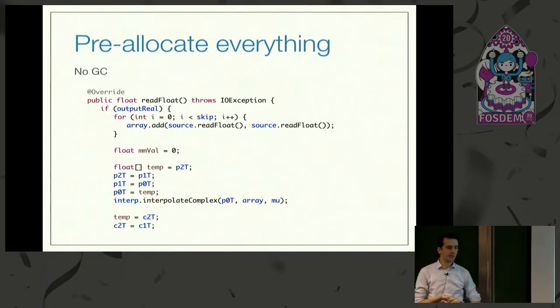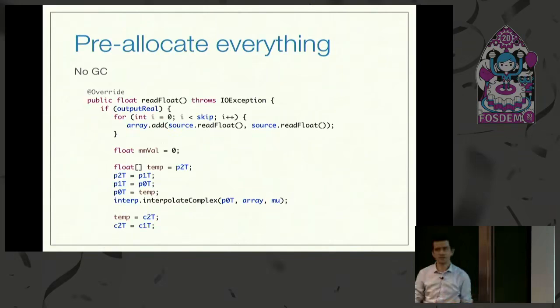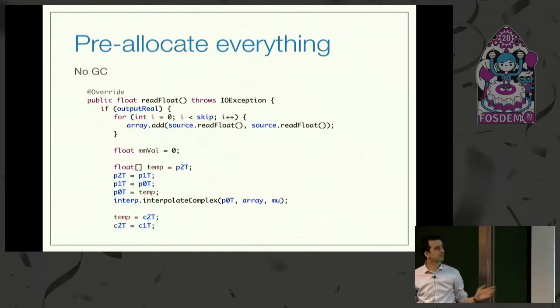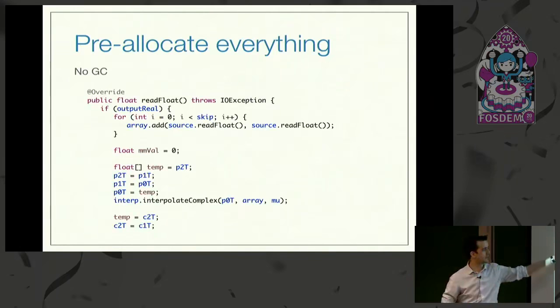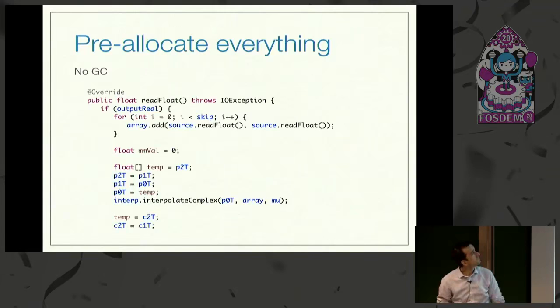So for that, I pre-allocate everything. So my garbage collector just does not work at all, it doesn't bother with this. These blue things are actually pre-allocated stuff. So normally, as you can see, there's no new operator and nothing is allocated.